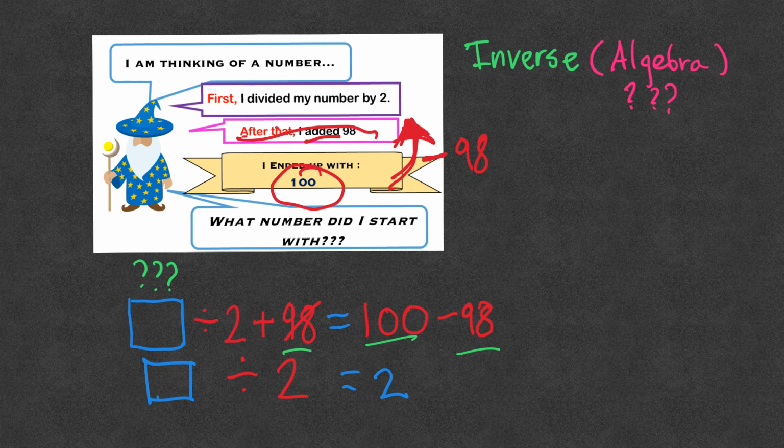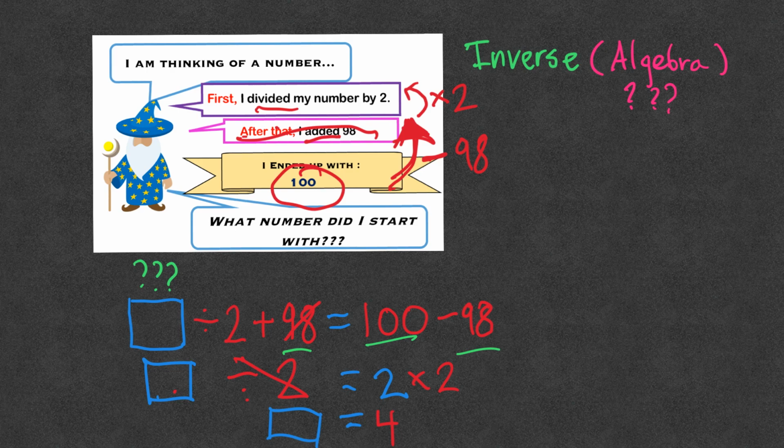Now, if the mystery number is divided by 2, I want to do the opposite of what the wizard does. So I'm going to multiply it by 2. And it's easy as 2 times 2. My mystery number is equal to 4. Do you see what I've done?